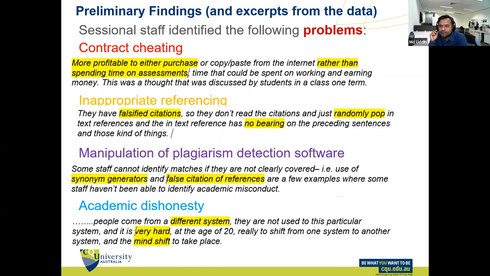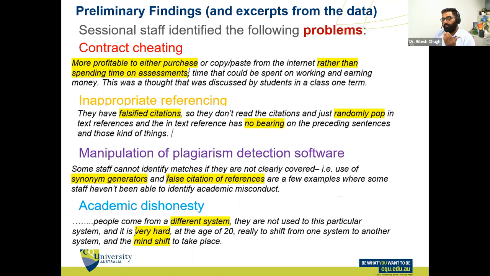Kieran has just put in the chat room, he says, we see a combination of false citations and synonym engines in that unit. Students are asked to summarize one resource. However, they choose one resource, run parts of the text through a synonym engine, and cite it as being from another resource. Now, that is evident academic misconduct there.